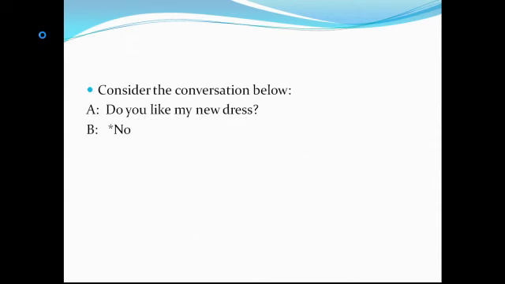Consider the conversation below. A asks, do you like my new dress? B answers, no. In a different conversation, where A has asked, do you like my new dress? B answers, well, yes, but it's not my favorite. Using the submaxim of minimizing dispraise of the hearer, we should be able to tell that the second response by B is better than the first response, because the first response does not respect the submaxim, which goes like minimize dispraise of the hearer.